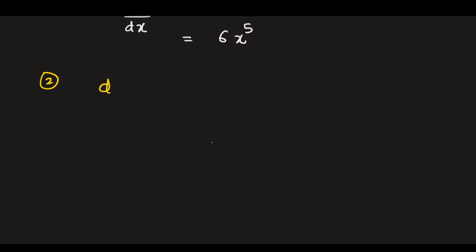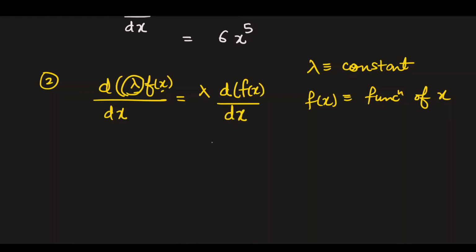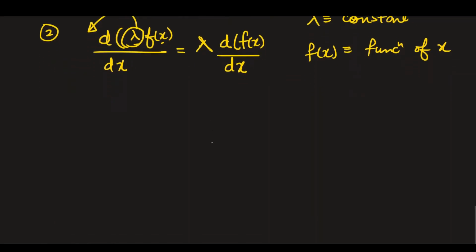Second is, what is d of lambda into f of x upon dx? Now lambda is a constant and f(x) is a function of x. So d of lambda into f(x) upon dx is nothing but lambda into d of f(x) upon dx. So we can take this lambda out of this d function.